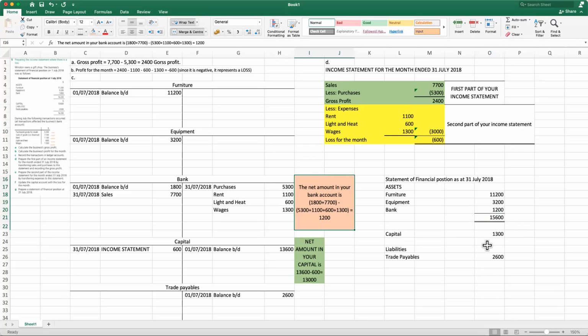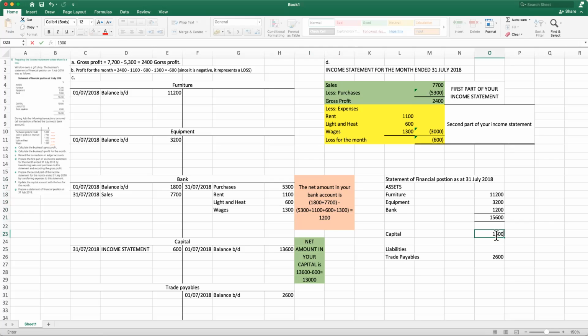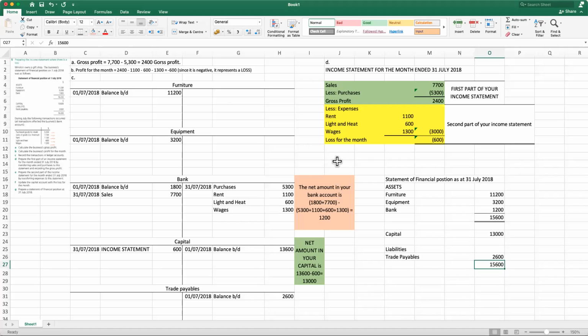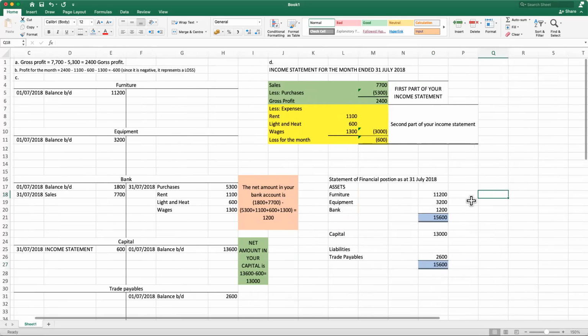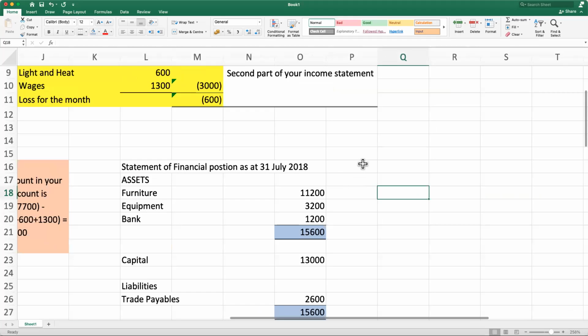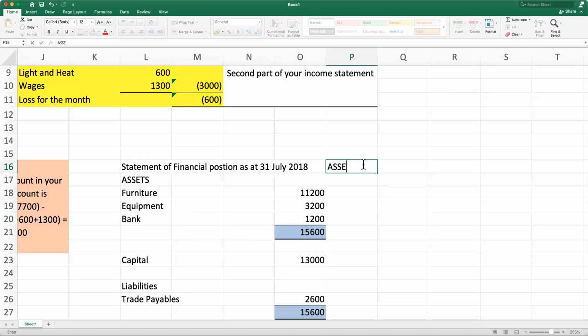Now let's look at your bottom here. So assets is equal to capital plus liabilities. So the total is also 15,600. And the totals are equal to each other, which means that you have completed it correctly. So this one and this one, if they are the same, it means that you have fulfilled your accounting principle. Assets is equal to capital plus liabilities.